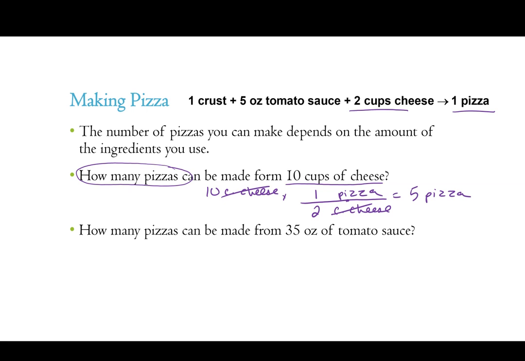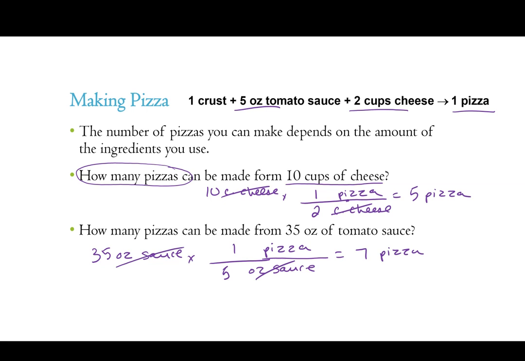Same thing with the sauce. I'm starting with 35 ounces of sauce. I'm going to cancel that unit on the bottom. For every 5 ounces of sauce, I can make 1 pizza. So with 35 ounces of sauce, I can make 7 pizzas. So that is what we're doing here. That's all we're doing. So don't get confused when we change from sauce and pizzas to propane and carbon dioxide.